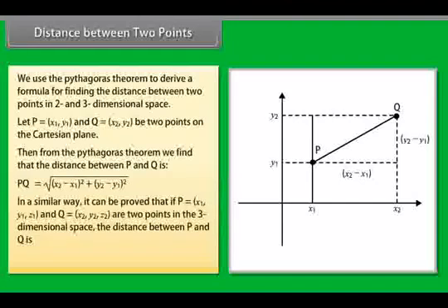In a similar way, it can be proved that if P = (x1, y1, z1) and Q = (x2, y2, z2) are 2 points in the 3-dimensional space, the distance between P and Q is PQ.